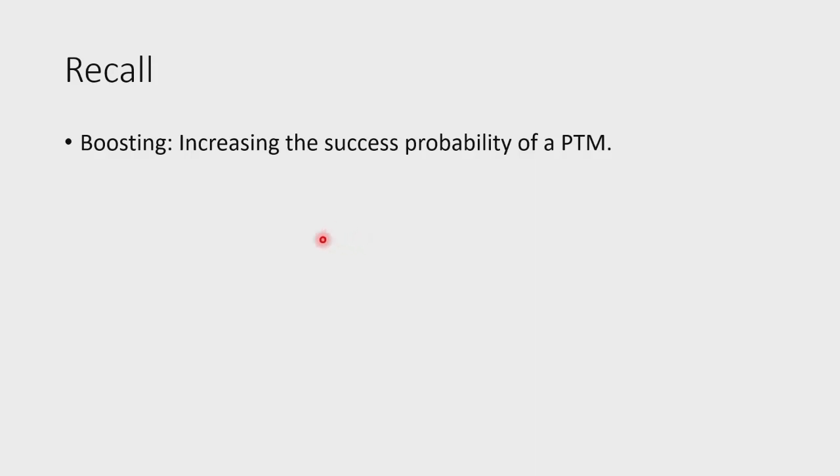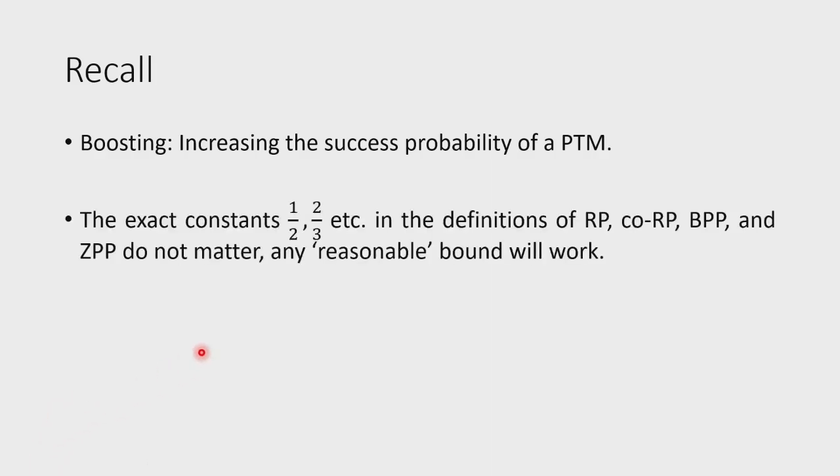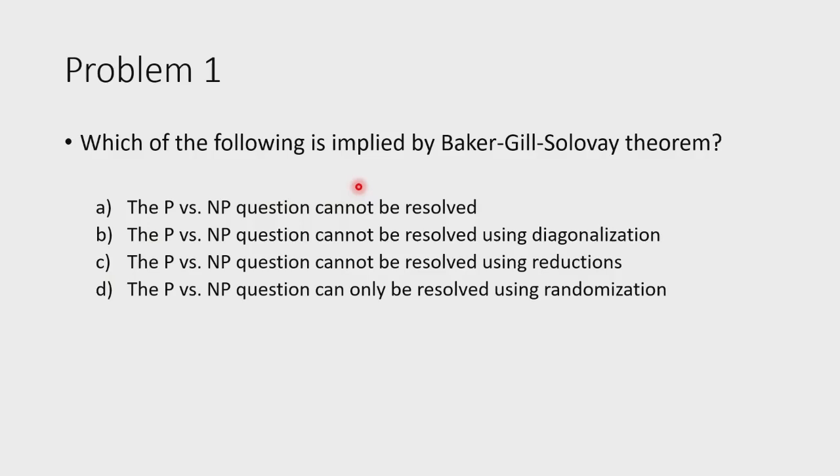And finally, you saw the notion of boosting, which is a trick to increase the success probability of a probabilistic Turing machine. This is generally done using a concentration inequality called the Chernoff bound. And you also saw Chernoff bounds and Markov inequality this week. What boosting tells you is that the exact constants 1/2, 2/3, etc. in the definitions of RP, CoRP, BPP and ZPP do not matter, and any reasonable constants or bounds would work. So if you are okay with the theory that was covered this week, we can start with the problems.